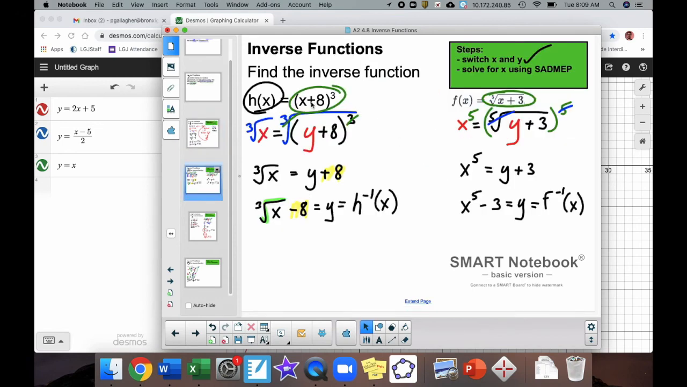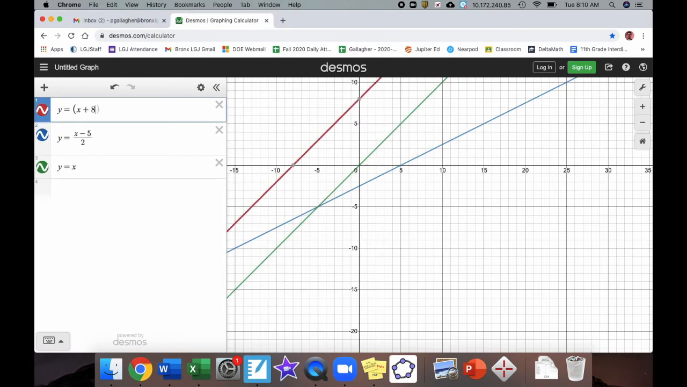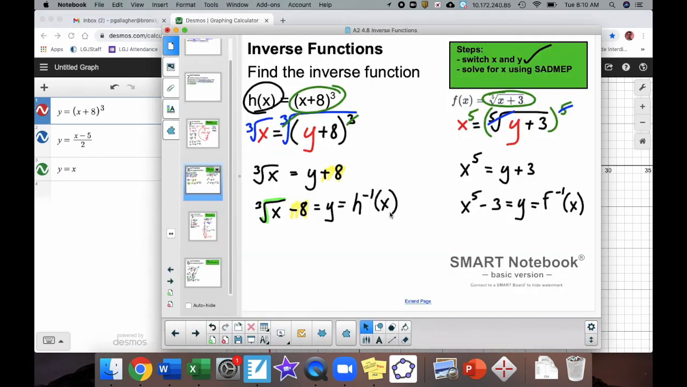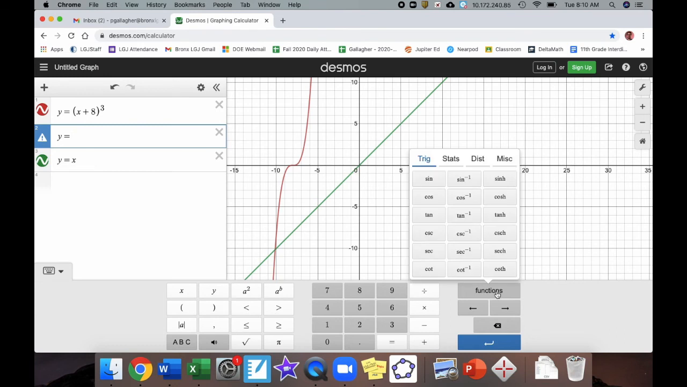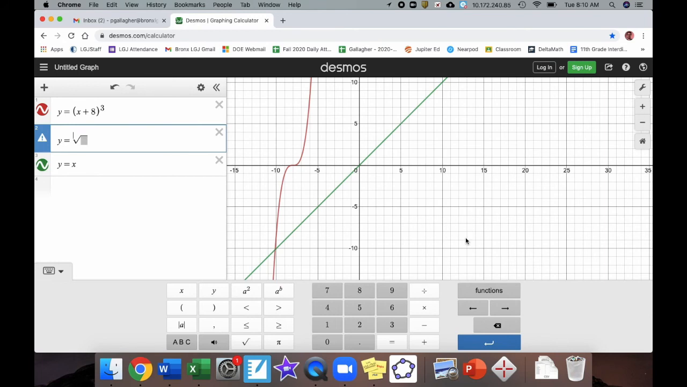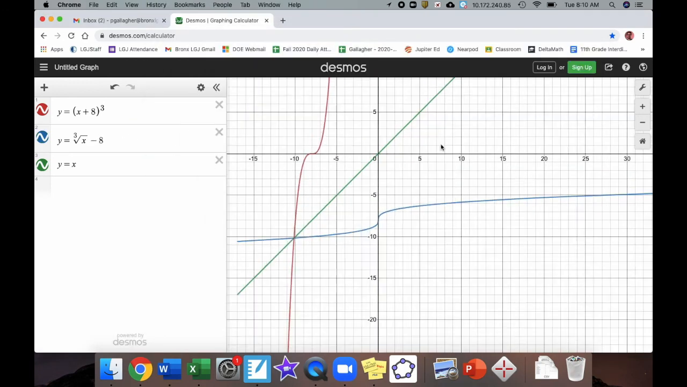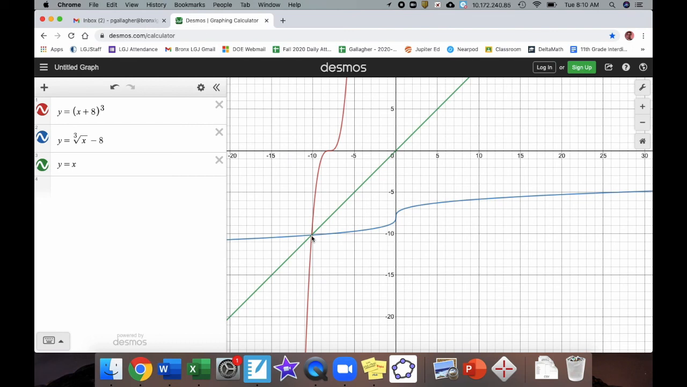Let's pick one that's a bit more interesting. Yeah, let's do this one. So x plus 8 to the third. And let's do the inverse, cube root of x minus 8. So you might be wondering how to put cube root. Go to Functions, Miscellaneous here, and you can click this one and then enter cube root. So it's x plus 8. Excuse me, minus 8. And you can see again, they intersect on the line y equals x.